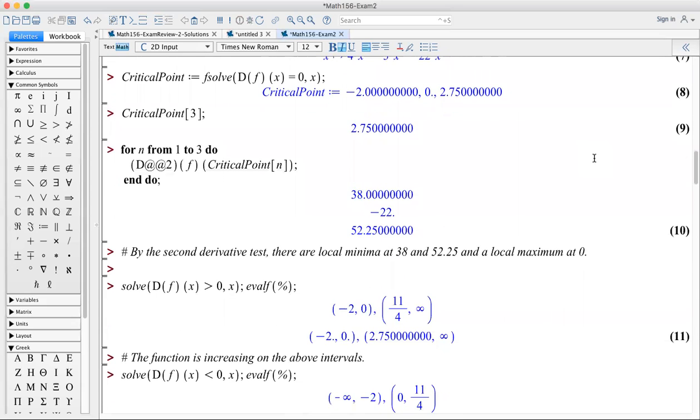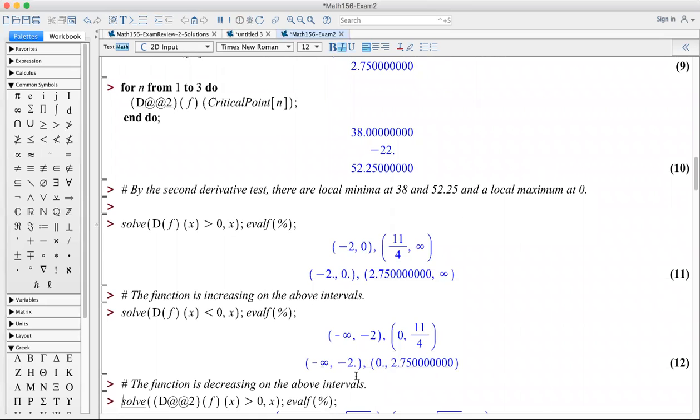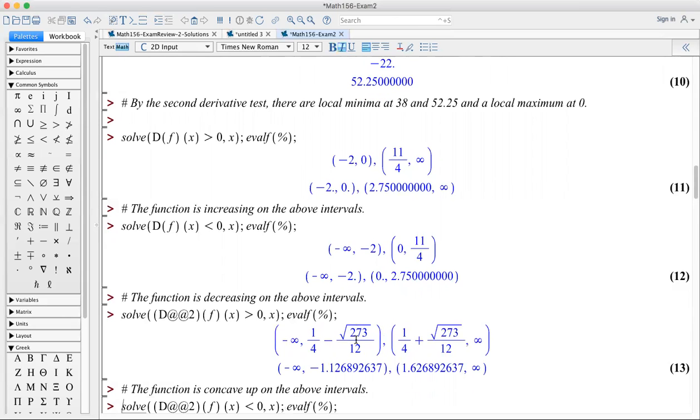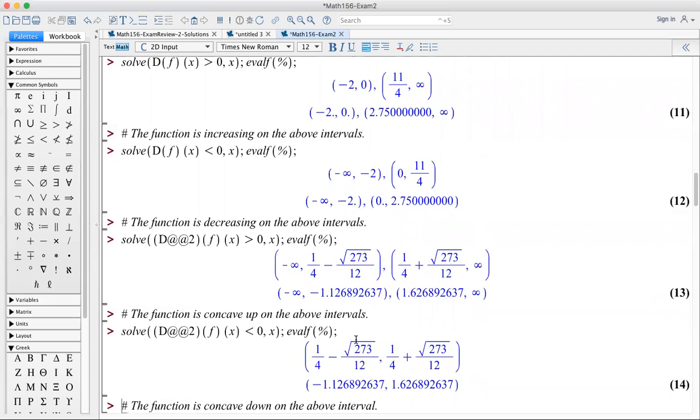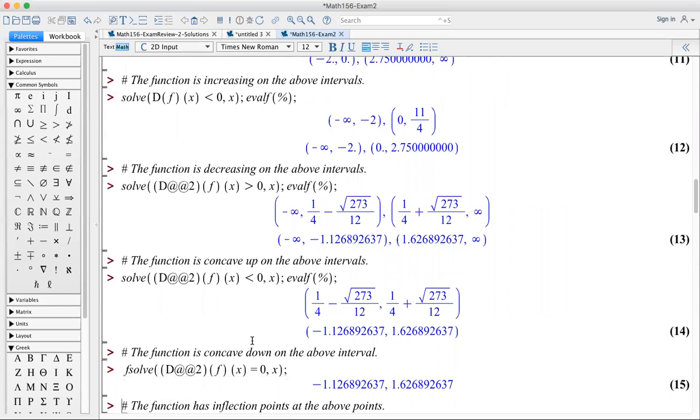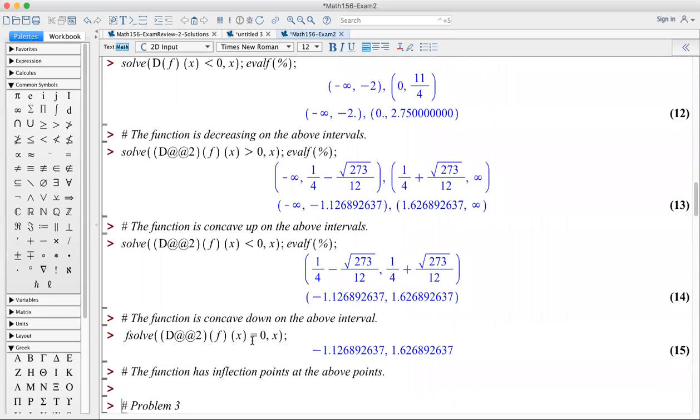What else do we need to find? We need to find where the function is concave up, concave down, and where are the inflection points. Here we're solving the inequality for the second derivative being positive. Where the second derivative is positive, the function is concave up. Here we're solving where the second derivative is negative on those intervals. The function is concave down. And the points of inflection are at the 2 points where you change concavity from up to down and from down to up.